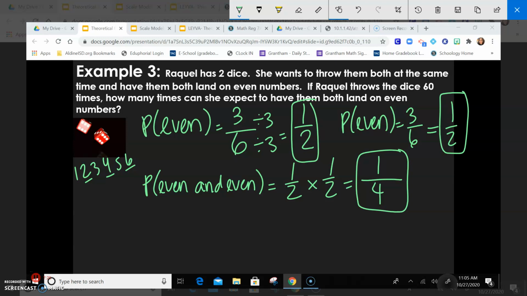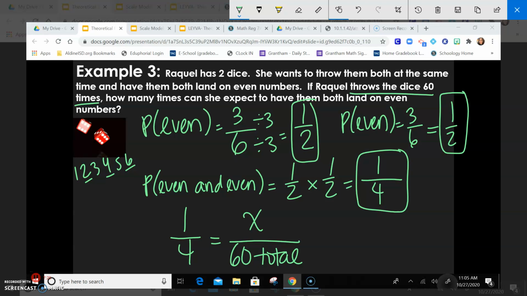Let's go back to the question though, because we are making a prediction. What is Raquel going to actually do? She's going to throw the dice 60 times. So we are going to make a prediction, which means that we are going to set up a proportion. So we're going to take the probability of the 2 events happening at the same time, which was 1 out of 4. And we're going to set up our proportion. So that 60 again is considered a total. So I'm going to put that as my denominator. And I'm trying to figure out the x on top.